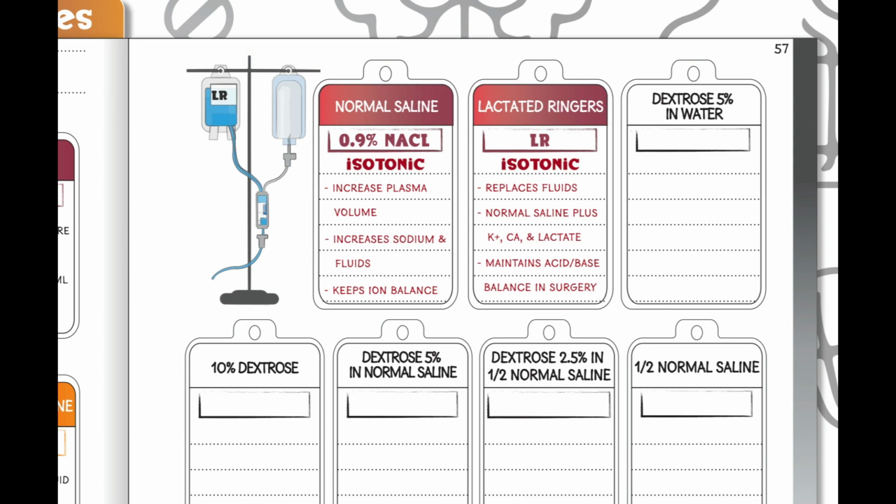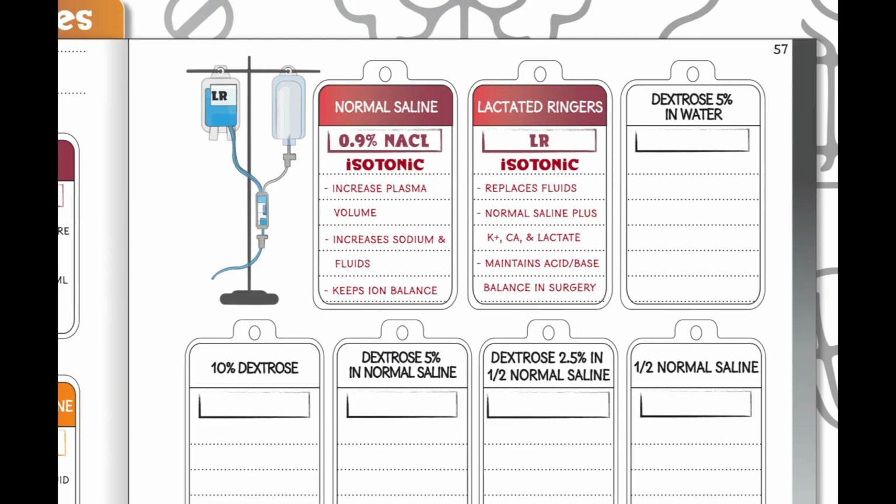So we're getting hydration, but we're giving a lot of those electrolytes that we could potentially be using too because of the conditions we're under. And our third fluid bag over here is going to be this Dextrose 5% in water. Its abbreviation is going to be D5W. So what exactly does that mean?